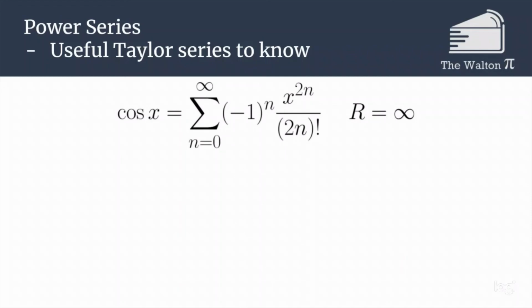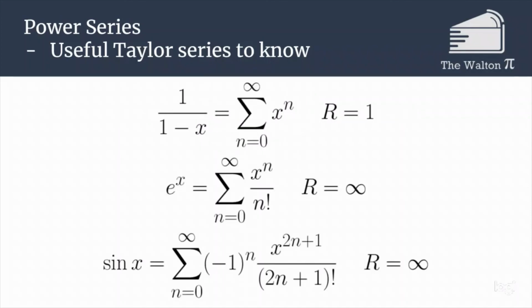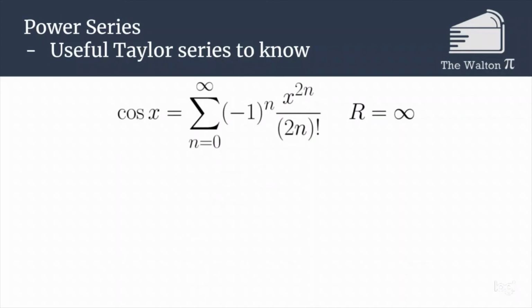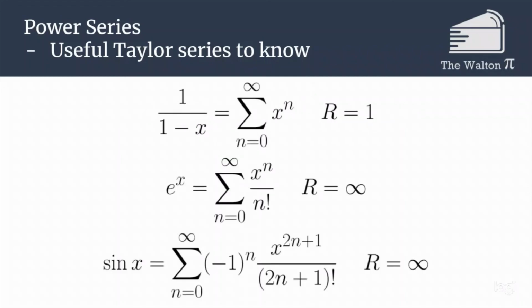Cosine of x is similar to sine of x, except it's negative 1 to the n, x to the 2n over 2n factorial. Notice sine is 2n plus 1s, cosine is 2n's. One way you can remember that is cosine is even. It's an even function, so it's going to be 2n over 2n factorial. Sine of x is an odd function, so it's 2n plus 1 over 2n plus 1 factorial.